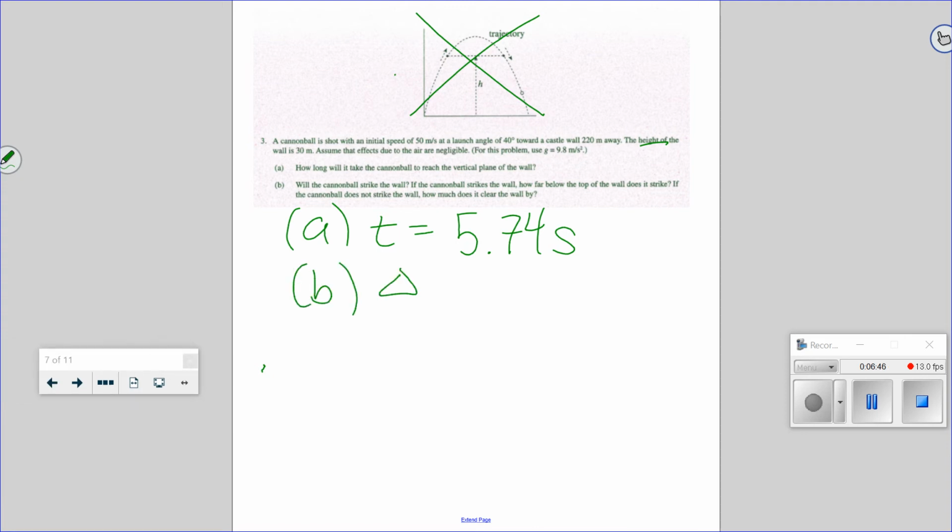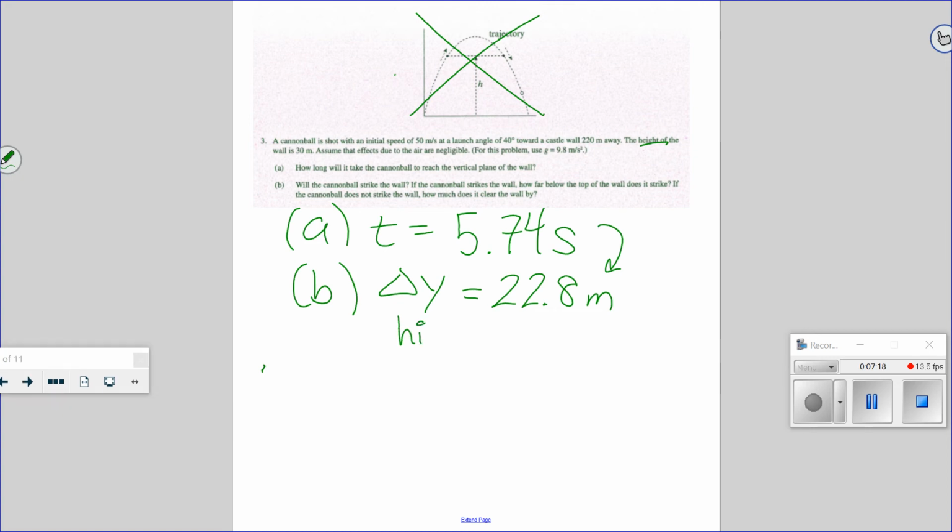And this is the height. Will the cannonball strike the wall? So delta y at that point is 22.8 meters, and the wall is 30 meters. So it does. It hits the wall 7.2 meters below the top. Any questions as to how those came about?